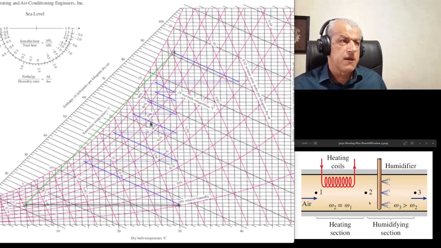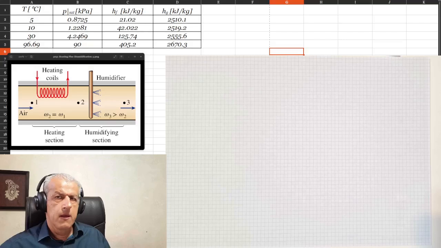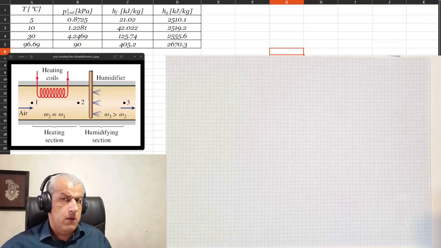So, practically speaking, it would be very difficult to just heat the flow and spray water into it. And there has to be some other solution to the problem. Now, let's look at it from a different point of view.